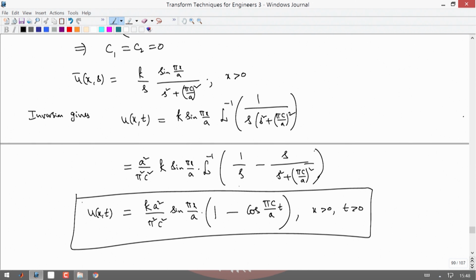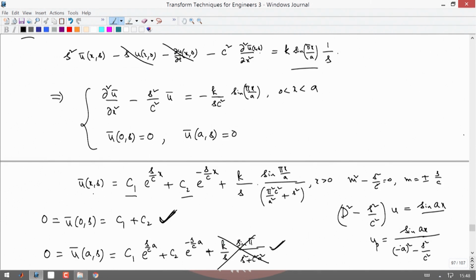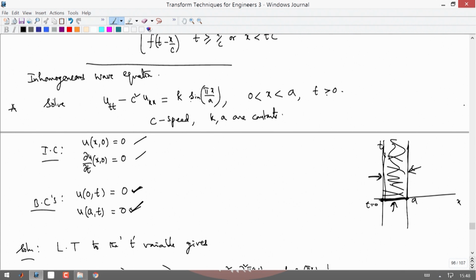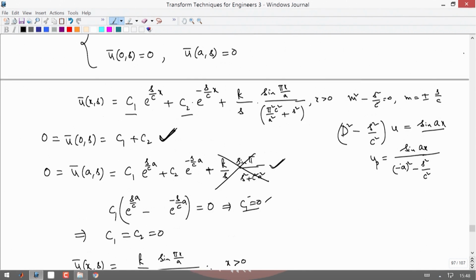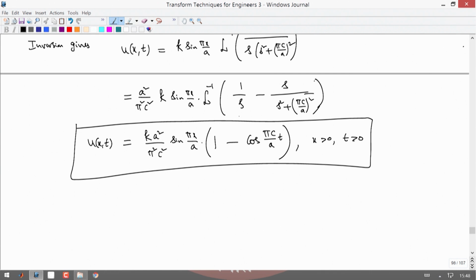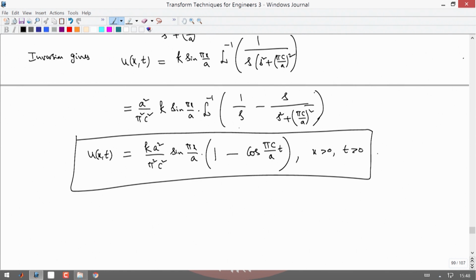So, if you have a string of finite length which is fixed at both ends and initially at rest, and there is an external force, maybe wind or something, but it is in this form, at every point x you have that much pressure on the string, then for all times if you keep that, the string vibrates in this fashion. Okay. So, this is how you solve this wave equation or hyperbolic equation with initial boundary conditions.